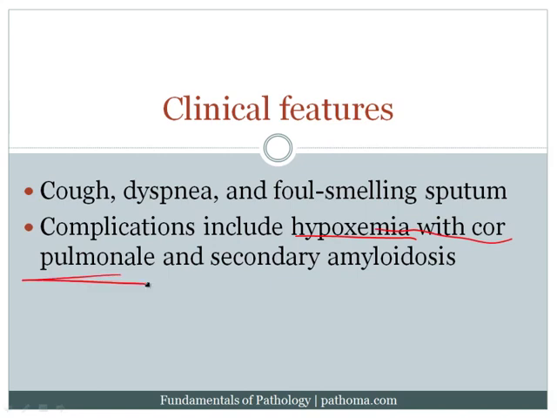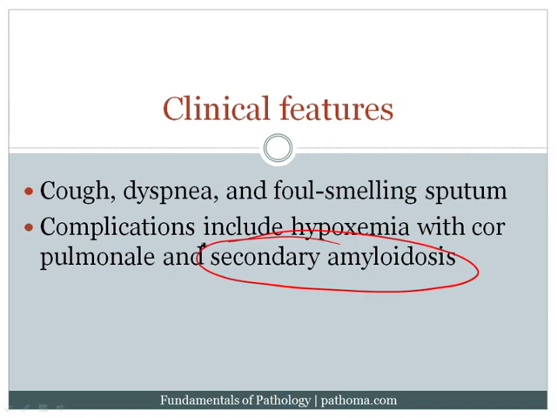I've already covered that. What's important to note here is that these patients can also develop a secondary amyloidosis, very high yield for exams. Can we remind ourselves for a moment? Just go back and let's do a quick global review. Amyloidosis refers to the deposition of a misfolded protein. That's point one. Point two, amyloidosis can be localized or systemic. Localized means that the amyloid deposits in one organ. Systemic means that the amyloid deposits in multiple organs.